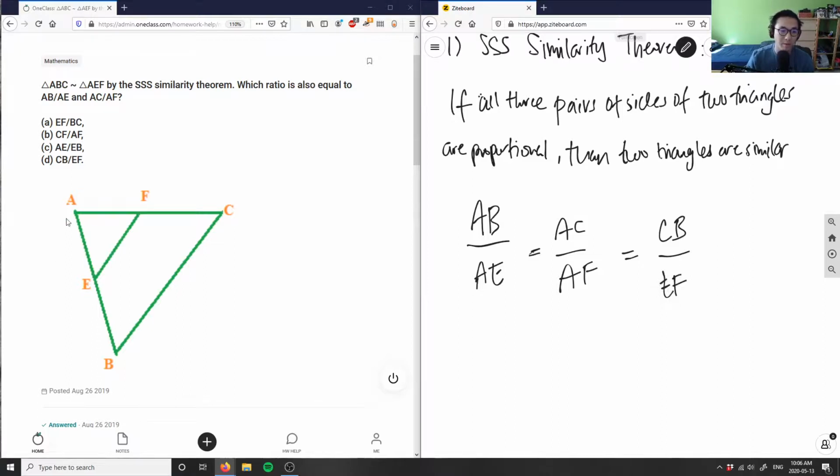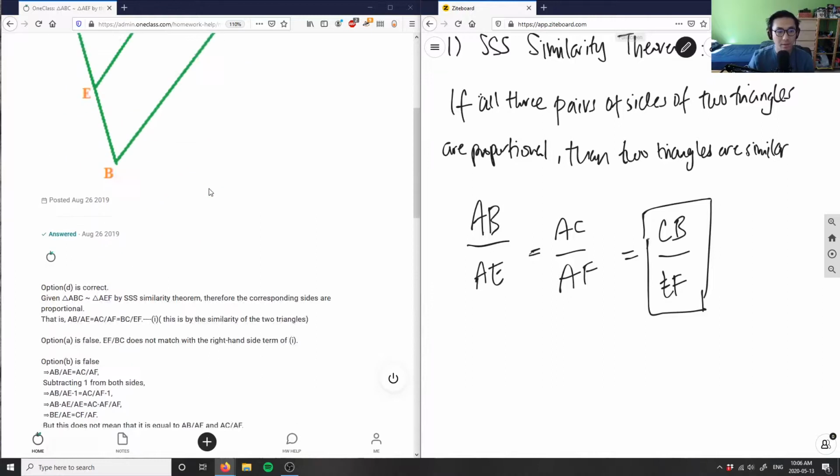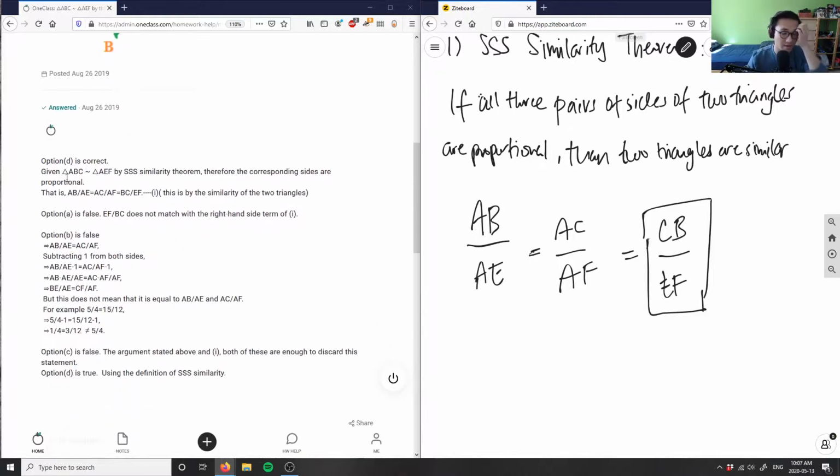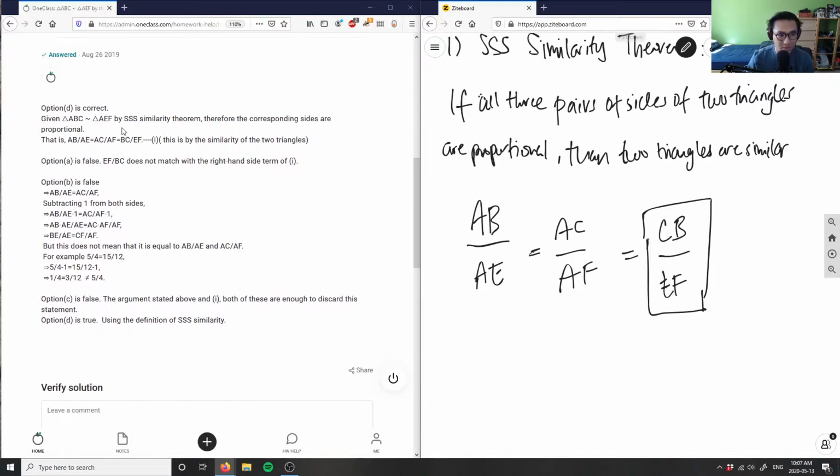So again, the bigger triangle ABC versus the smaller triangle AEF: the bigger side over the smaller side is the ratio. Therefore D is our correct answer. CB over EF is correct based on the SSS similarity theorem. As you can see, the given answer is also correct. Because the triangles are similar, the corresponding sides are proportional, so option D is correct.